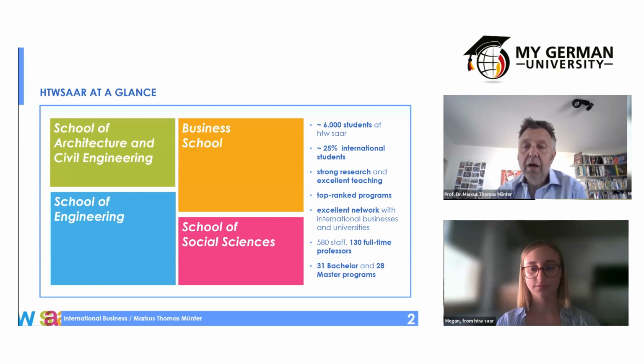The business school has approximately 200 staff. The total university is approximately 600. And we are running 31 bachelor's and a couple of master's degrees currently.